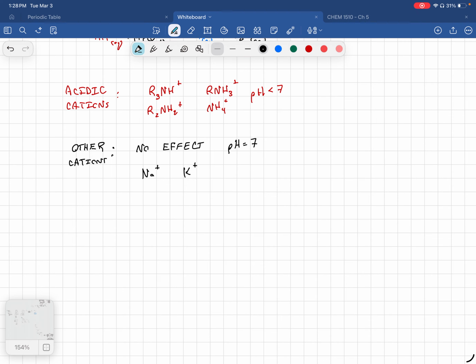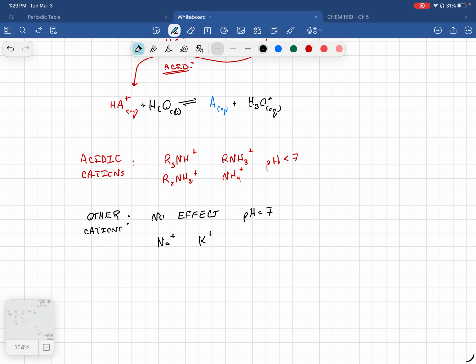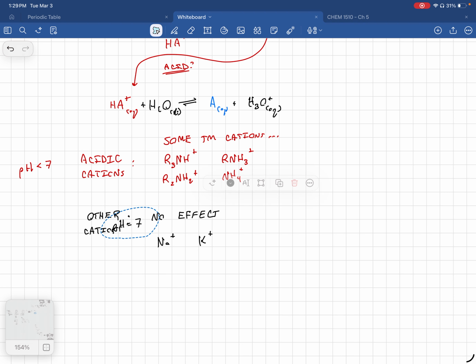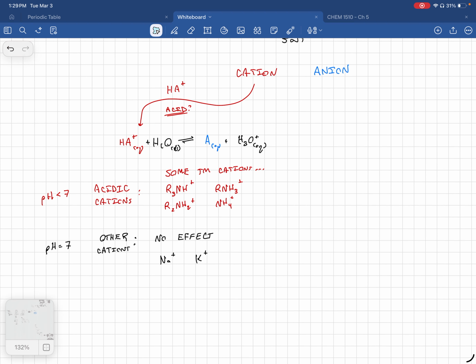So now, are there ways to have metal cations that can be acidic? Yes. So there are some acidic ones. So let me add to this list. Some transition metal cations are acidic, but we tend to avoid those situations. So acidic cations, let me put that over there. Okay, so there are some transition metal ions, but when you put them in water, a water molecule will stick to the cation and then an H plus will pop off.